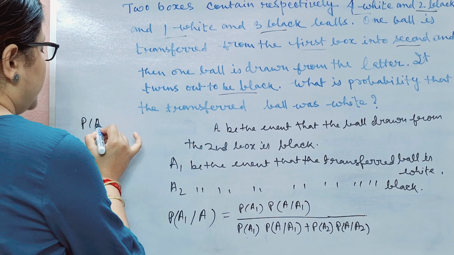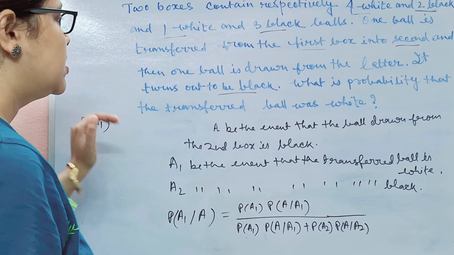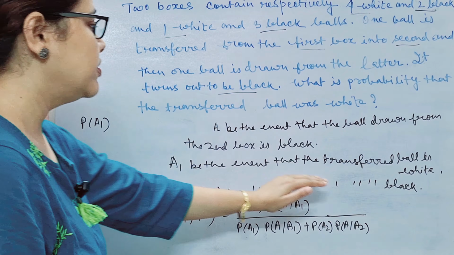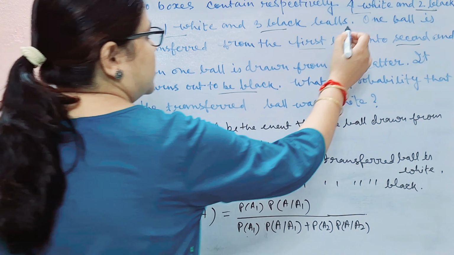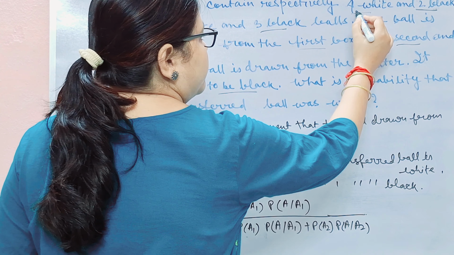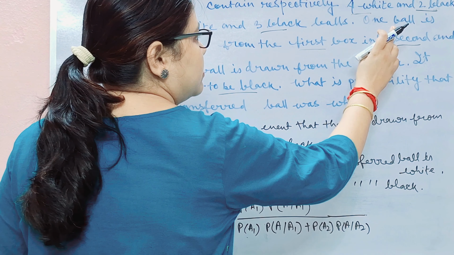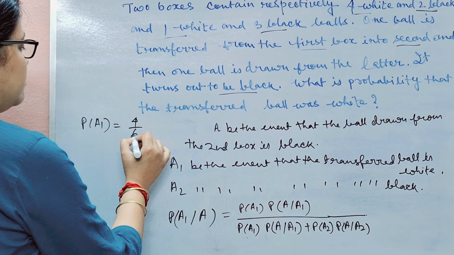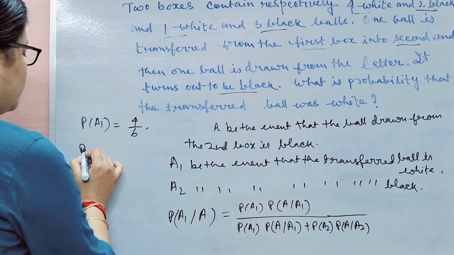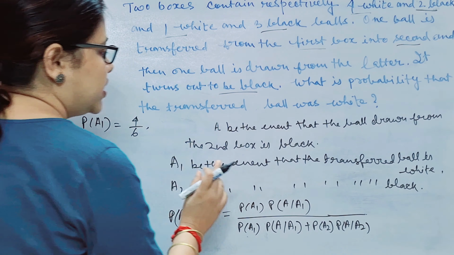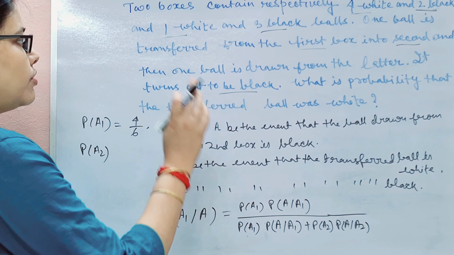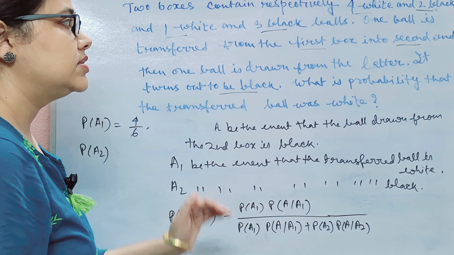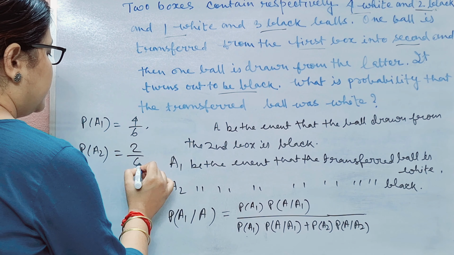What is probability of A1? Probability of A1 means the transferred ball is white. That is, I am transferring from the 4 white balls and the total number of balls are 6. So this will be 4 divided by 6. And probability of A2 means probability of the transferred ball is black. So I am transferring from the 2 black balls and the total number of balls are 6. So that will be 2 divided by 6.